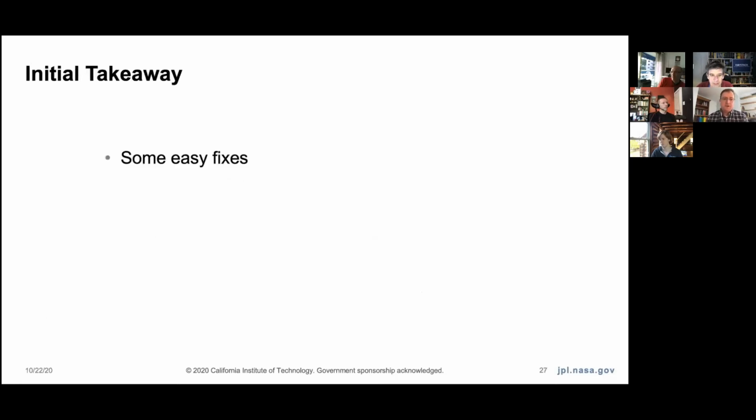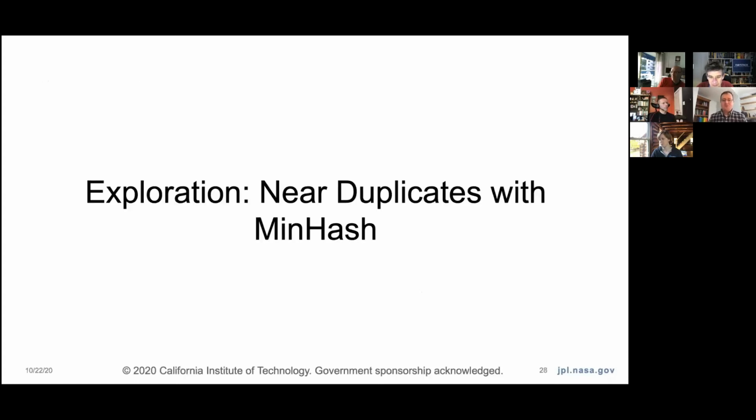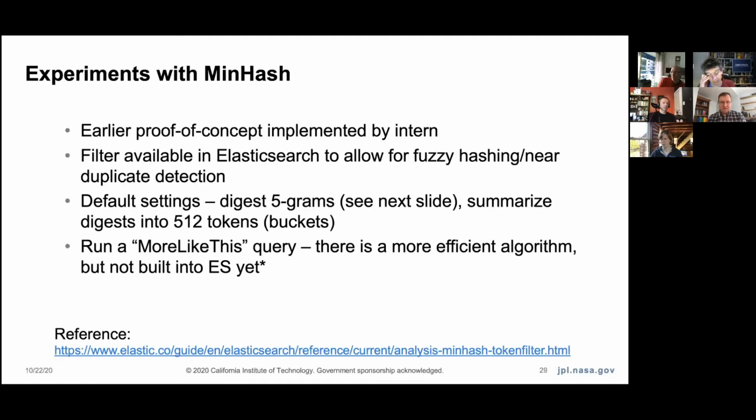All right, so my initial takeaway was, whoa, there are some easy fixes, but let me go a little bit further into the discovery phase of what I found. So what I really wanted to do, those three techniques are dirt simple. They are not rocket science. What I really wanted to do was something a little more fun, near duplicates with minhash. An intern had implemented something like this before at JPL. They hadn't actually run it on a production or even a dev system, but it had been implemented. The devs knew about it. I wanted to try it out.